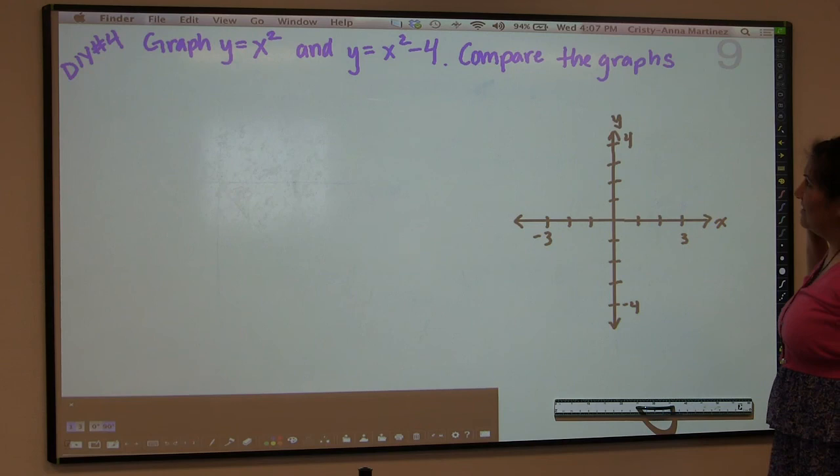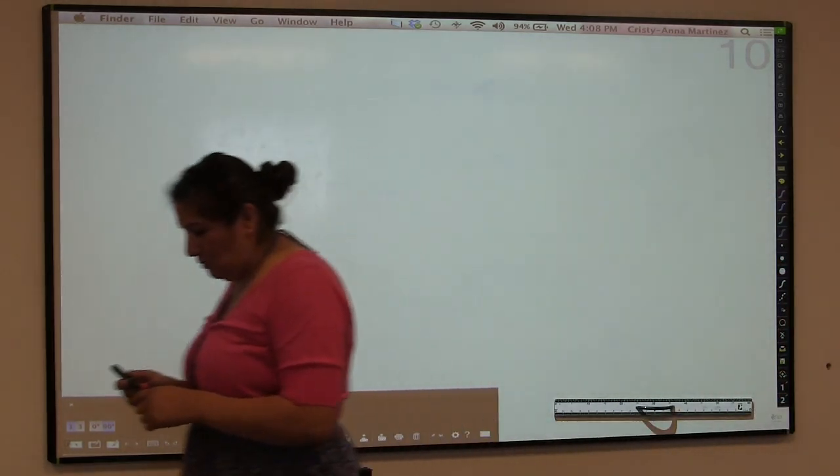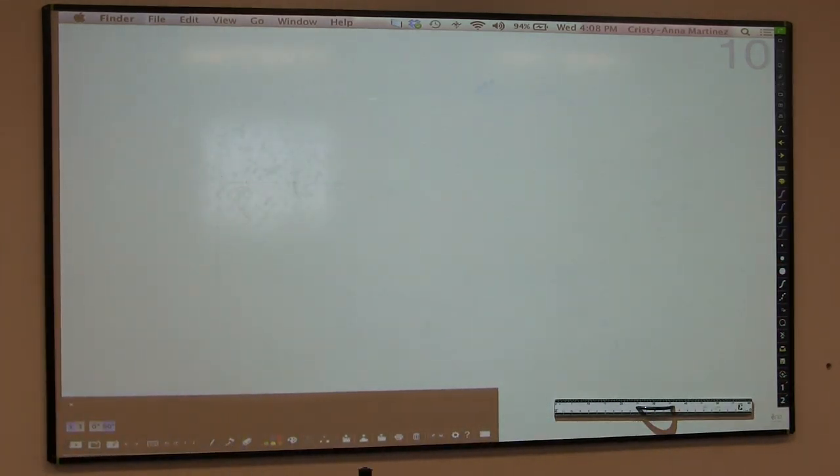And you are going to do this example here, comparing these two graphs. And then once you've done that, you will have completed the notes for this lesson, and I will see you in class. So good luck.